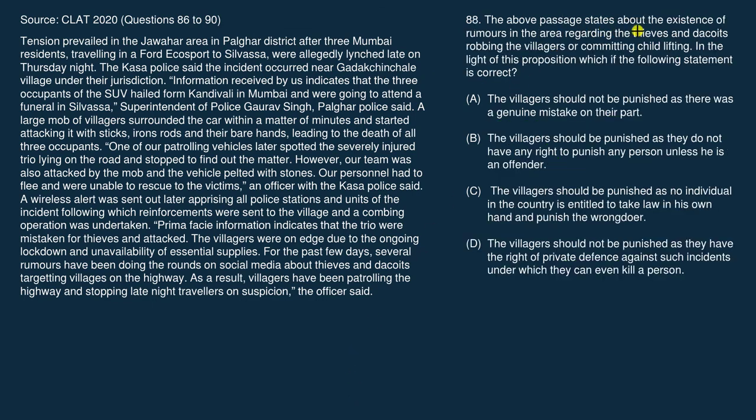The passage above states about the existence of rumors. So we got rumors. Now this is getting into evaluating one particular fact, which is rumors in the area regarding thieves and dacoits robbing the village and committing child lifting. Where is child lifting mentioned? Okay, this one's big. In the light of the proposition, which of the following statements is correct? So it's just rumors. You can't take action based on rumor. Villagers should not be punished, as it was a genuine mistake. But who is asking about mistake? Nobody is asking about evaluating the mistake. We are asked to evaluate rumors. First of all, this I will say chuck it.